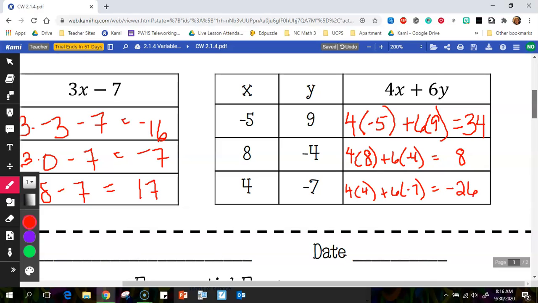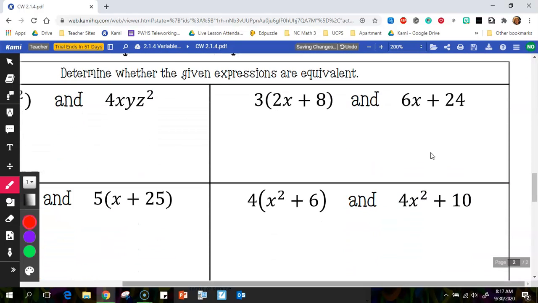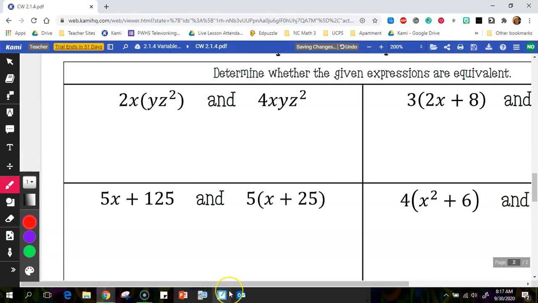All right, so skip that next section and go on down to equivalent expressions, and we're going to determine whether these are equivalent or not. So let's see, 2x times yz squared is just 2x yz squared. That is not equivalent to 4x yz squared.